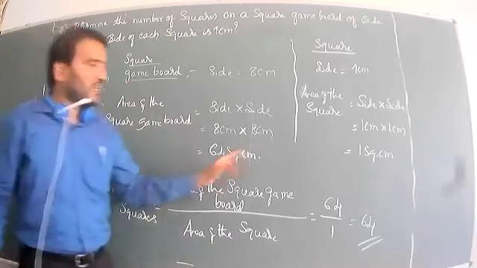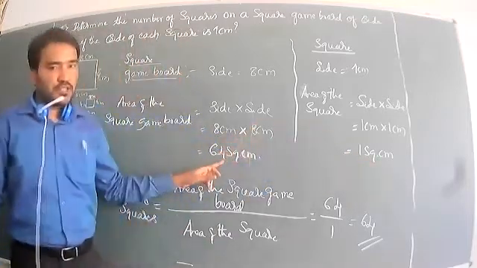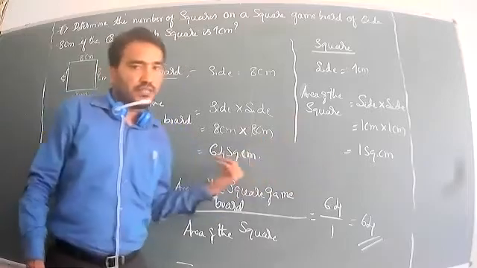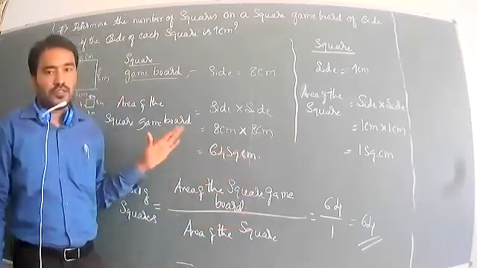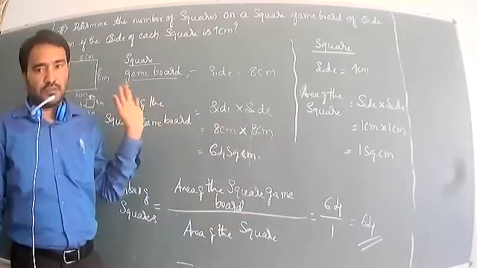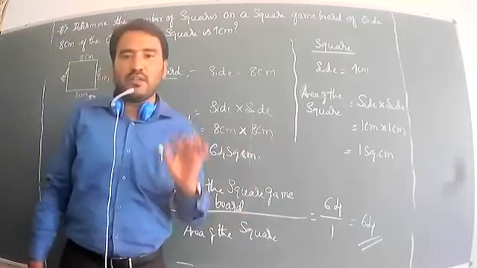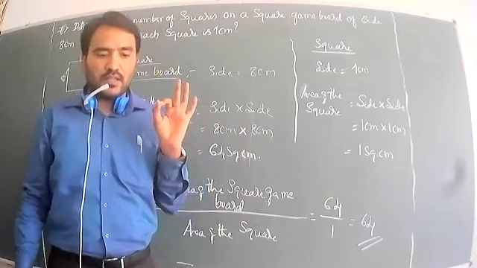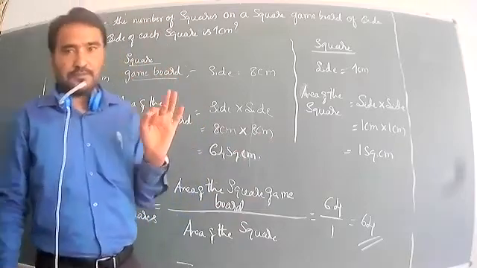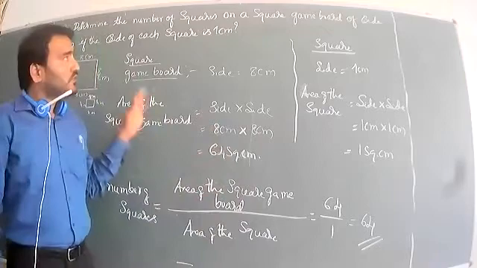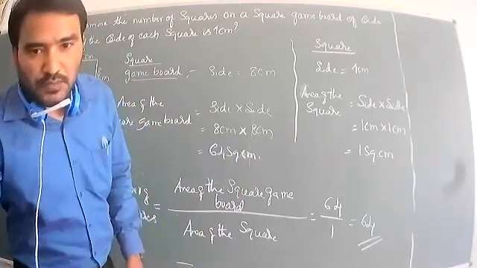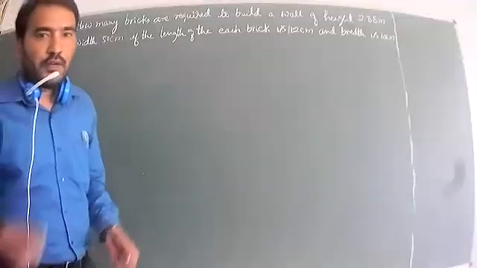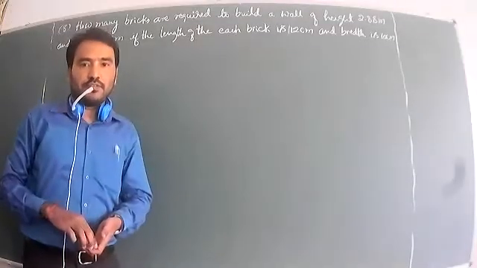So the units have to be cancelled. Square centimeter is cancelled. So we can divide 64 by 1, which is 64. This is the concept. You must practice it one or two times. Then I will go for the last question, the eighth one. It is very easy. So you can practice the seventh question. Now I will go for the eighth one.